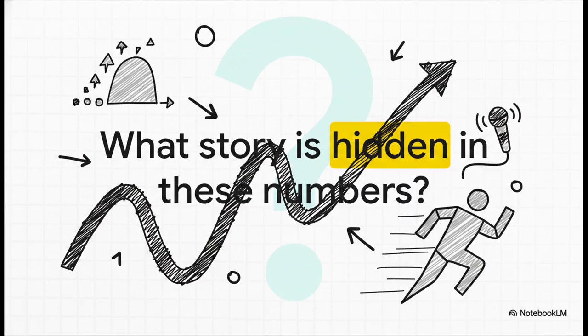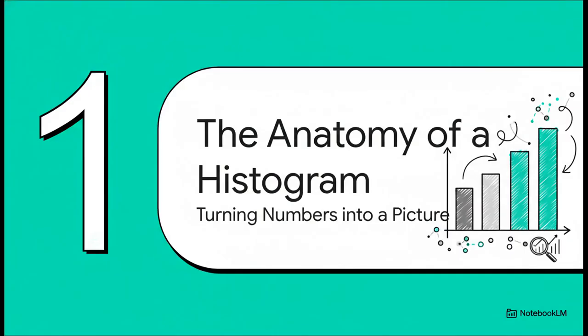So the big question is, how do we get from that confusing jumble to some actual insight? What is the story these numbers are trying to tell us about these soccer players? To find out, we have to give our data a voice and, more importantly, a shape. And that's where our hero comes in. The solution is an elegant and surprisingly simple chart called a histogram. It's literally designed to take a huge pile of data and make it easy to understand in a single glance.